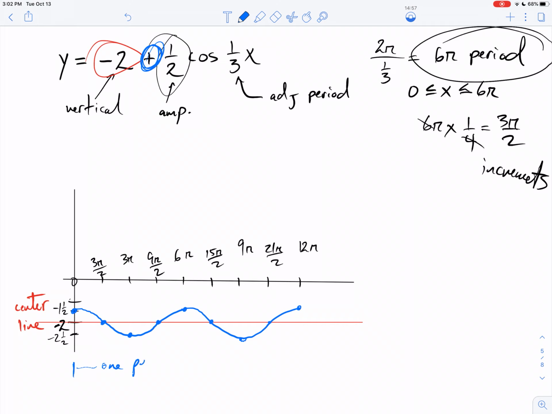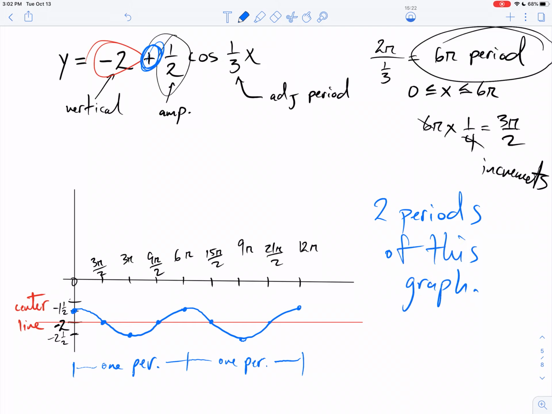And it's okay to graph one period right next to the other period if it makes it easier on your brain. It doesn't matter to me. That's 2 periods back to back. That is 2 periods of this graph. They just both happen to be on the positive side of the x-axis. And that's okay. Let's do one more just for good practice.